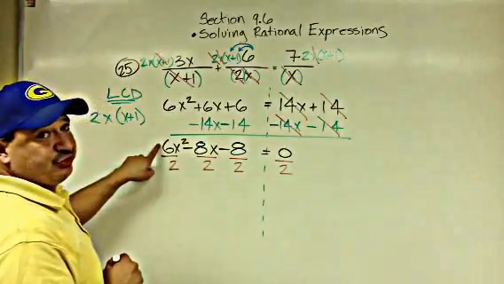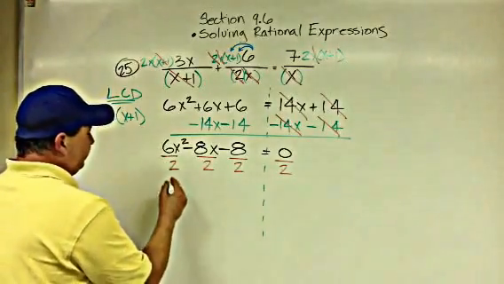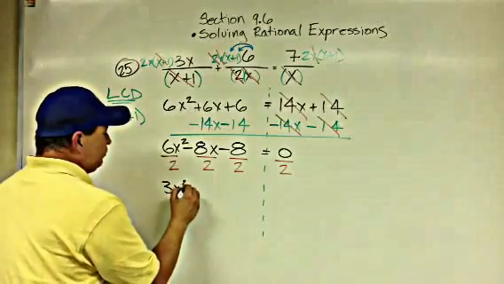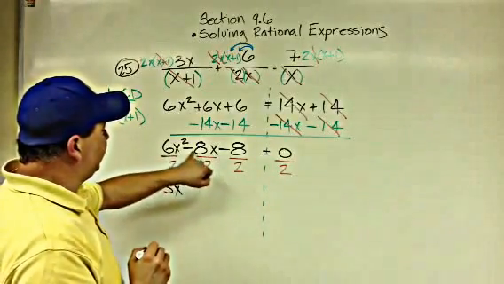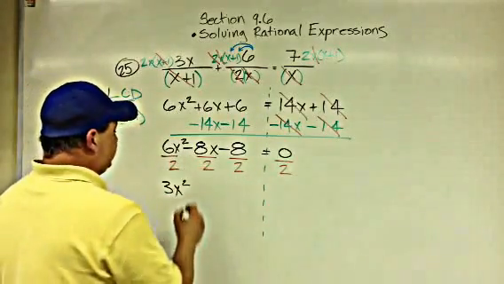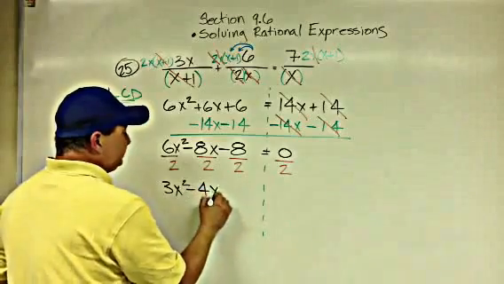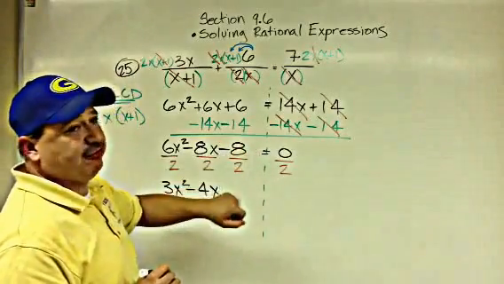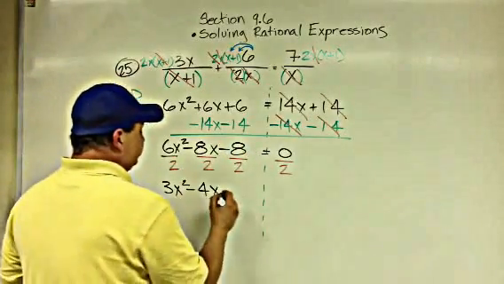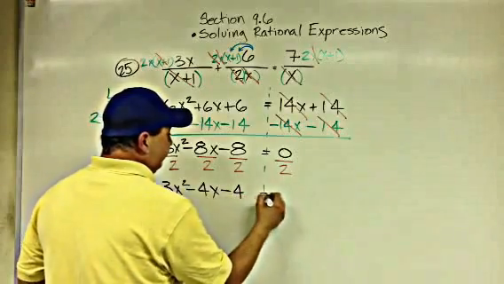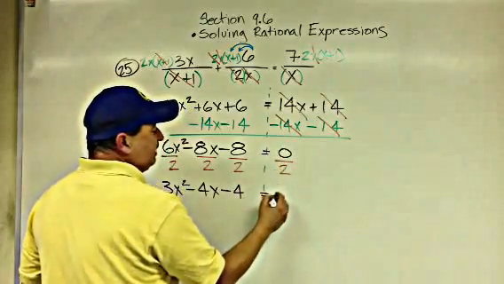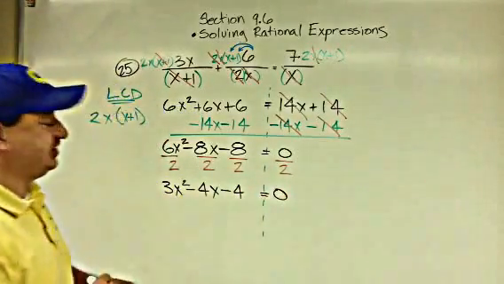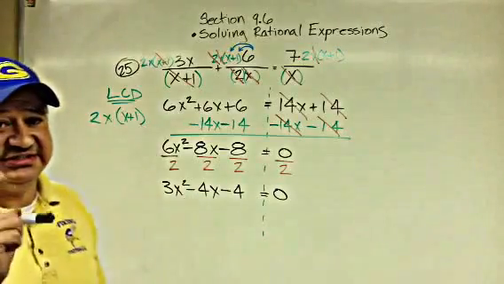2 goes into 6 3 times. So we're left with 3x squared. 2 goes into 8 4 times. So we have a negative 4x. And 2 goes into 8 again 4 times with that negative in the front. So we're left with the negative 4 is equal to, and again, 0 divided by 2 is 0. So now we have ourselves a quadratic. It is in standard form.